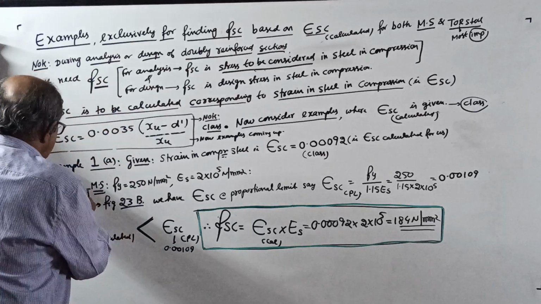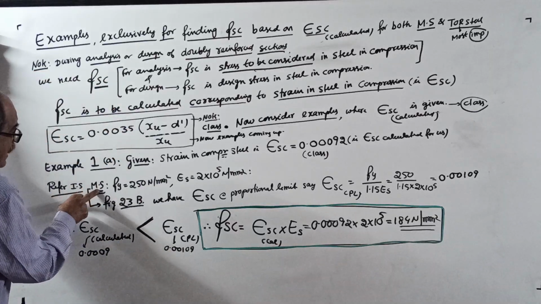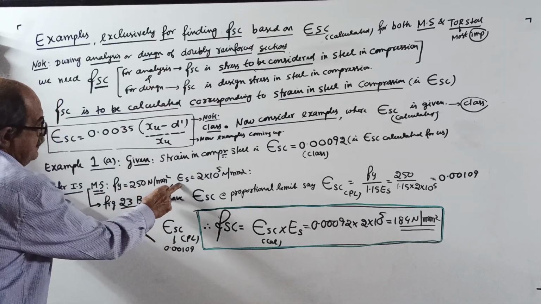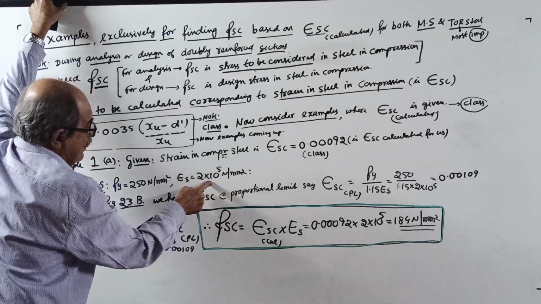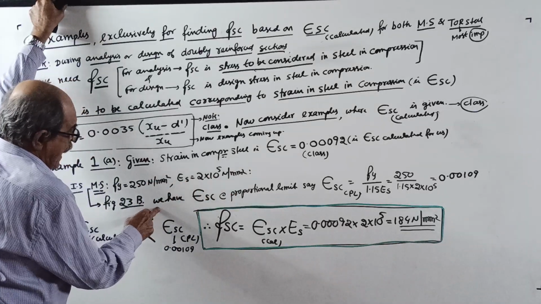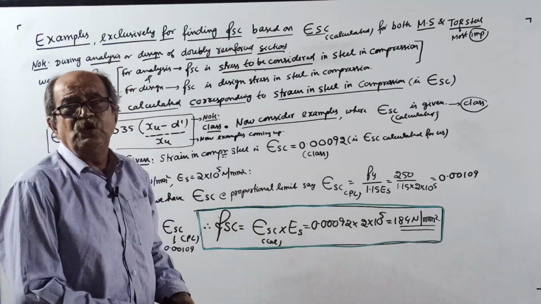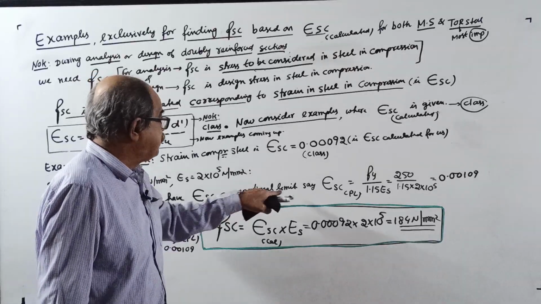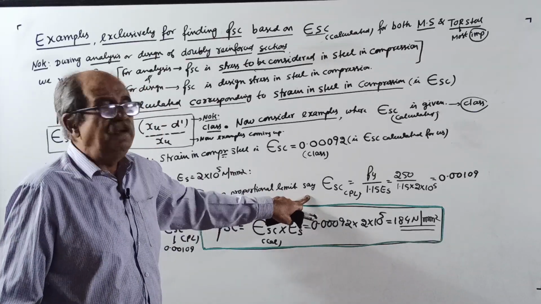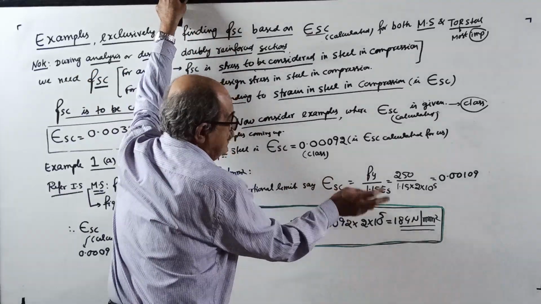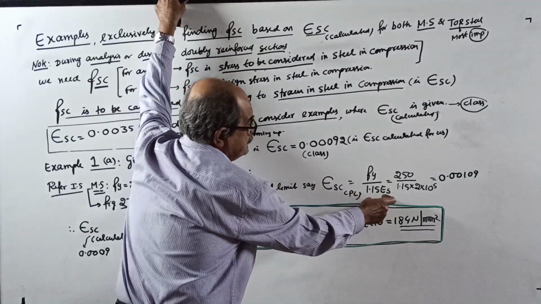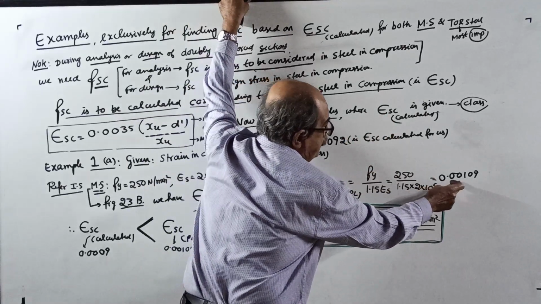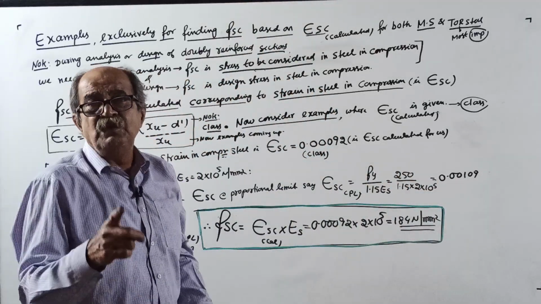Start. Refer IS code, mild steel, Fy 250, figure 23B, I told. E of steel is given there as 2 x 10 to the power 5 Newton per mm square. For mild steel, what you have to do? First find, as I told yesterday, epsilon SC at proportional limit. To save time, you will write epsilon SC PL equals Fy by 1.15 ES. This was all explained yesterday. Fy by 1.15 ES comes to 0.00109.